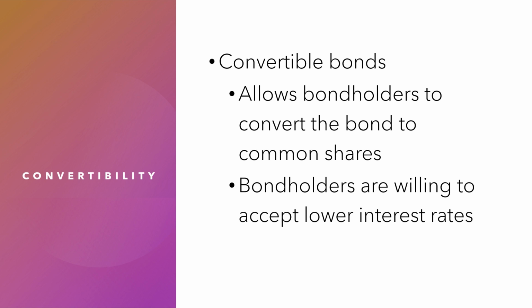The seventh characteristic is convertibility. The bonds with convertibility features are called convertible bonds. This allows bondholders to convert the bonds to common shares. Because of this feature, bondholders are willing to accept lower interest rates.